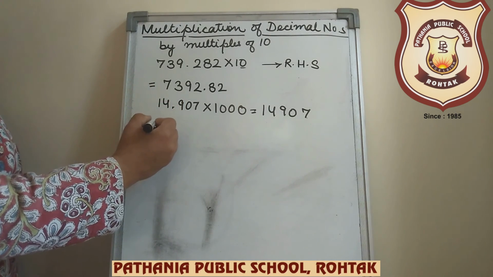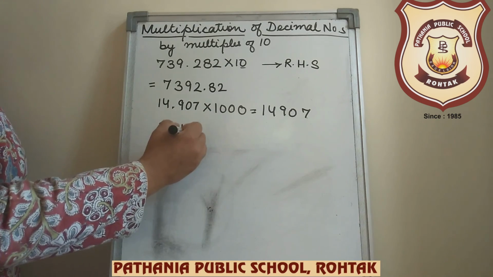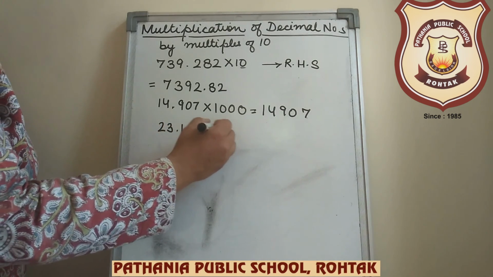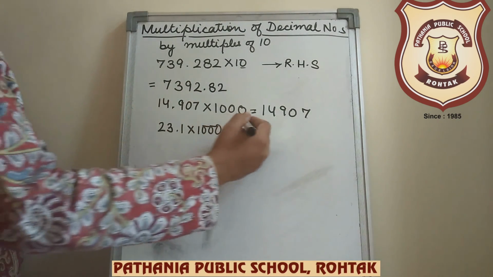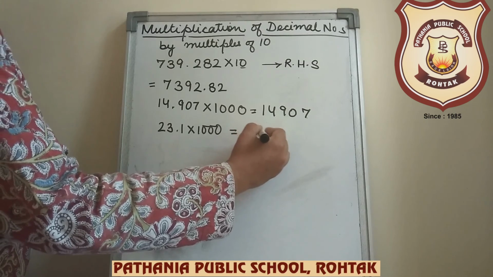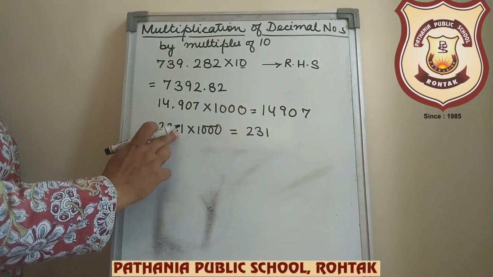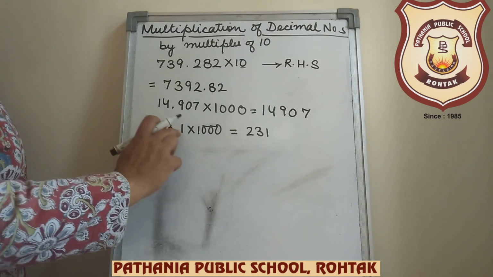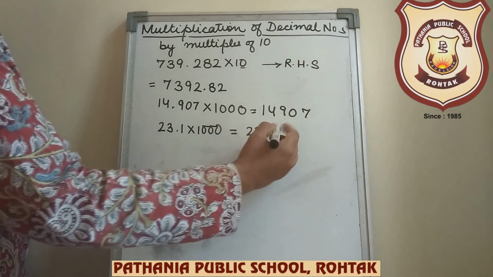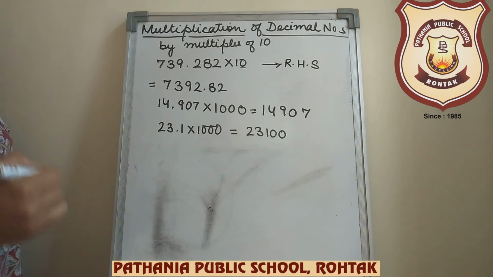Now I'll take one more. 23.1 multiplied by 1000. As I told you, the decimal will move. How many zeros are there? 3. But here after the decimal you have just only 1. One digit is this for 1 zero. For the rest of the 2 zeros you are going to put zeros there in the answer.